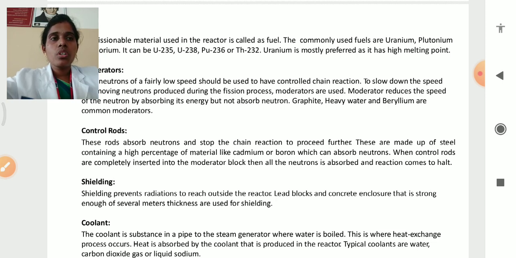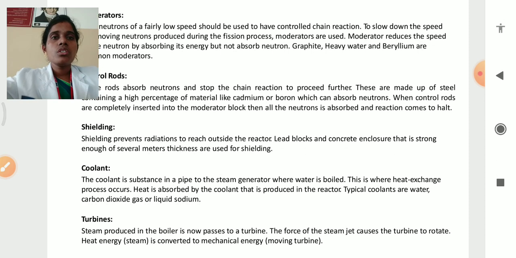The control rod is made of steel with a high percentage of material like boron, which has the tendency to absorb neutrons. So when the control rod is inserted into the moderator block, all the neutrons are absorbed and the reactions come to a halt. Then shielding. Shielding is generally used to prevent radiation from reaching outside the reactor.